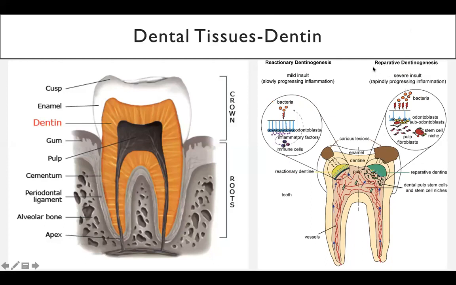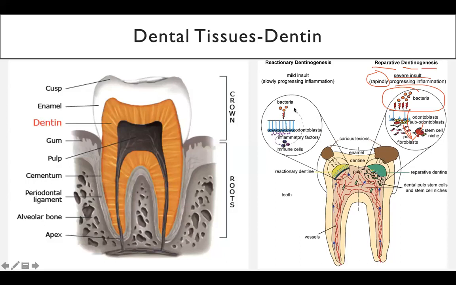So reparative dentinogenesis. There is a severe insult. When there is severe insult, we have to act rapidly. So it is rapidly progressing inflammation, same bacteria, and it causes the odontoblast and subodontoblast layers to release pulp fibroblast and stem cell niche. So they will cause a deep repair. So that's how reparative dentinogenesis takes place.